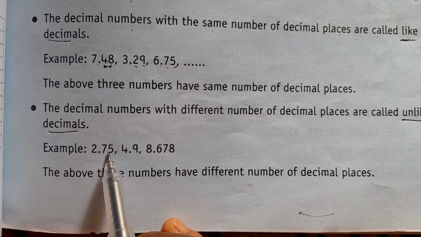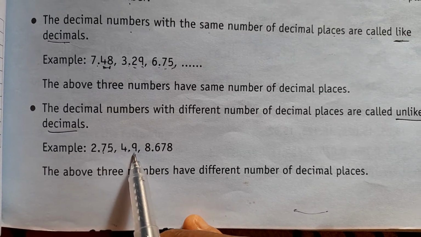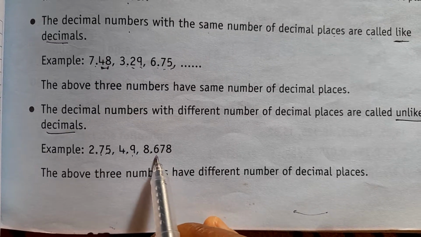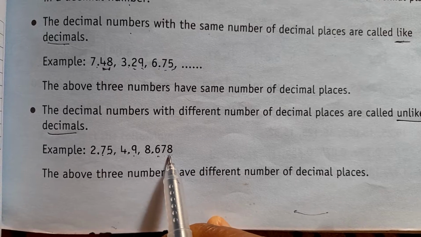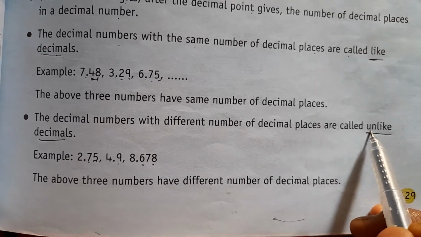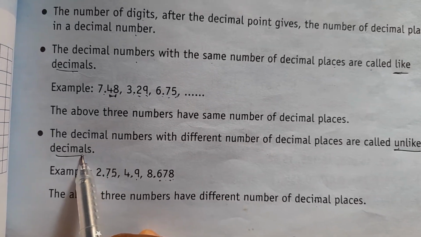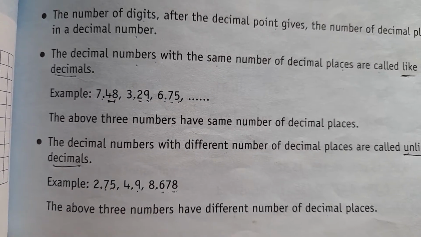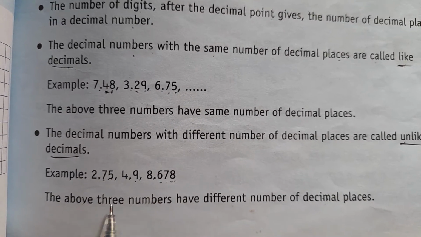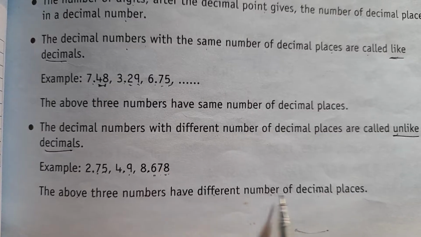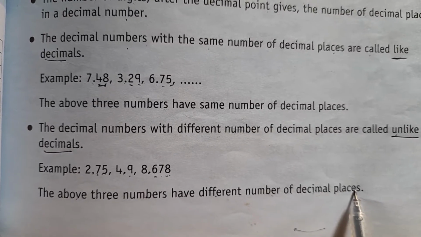Now, when we are studying about unlike decimals, see the examples. After the point, two numbers. After the point, one number. After the point, three numbers, three digits. So they are unlike decimals. Did you understand? So the above three numbers have different numbers of decimal places.